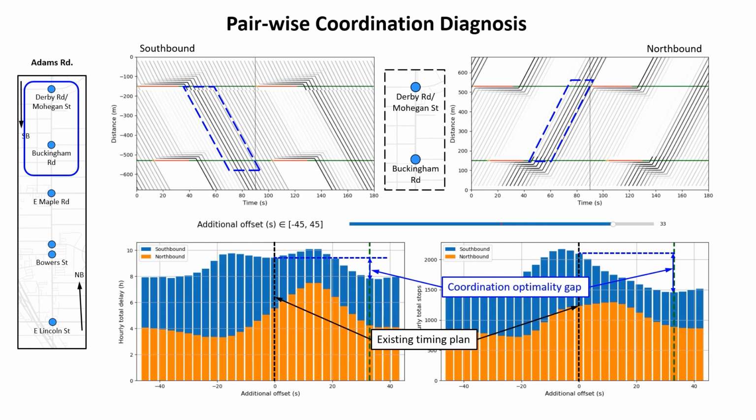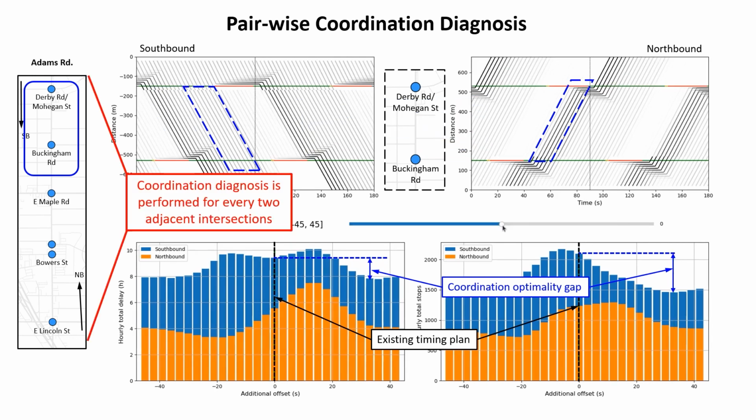The probabilistic time-space diagram allows us to see that at this additional offset, most of the trajectories that depart the upstream intersection right after the green start directly pass the downstream intersection without stopping, hence the reductions in delay and the number of stops predicted by the model. Pairwise coordination diagnosis is performed for every two adjacent intersections through the entire corridor.